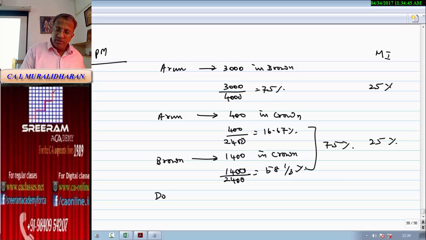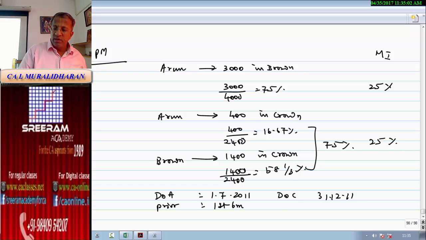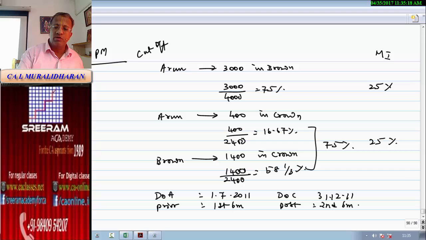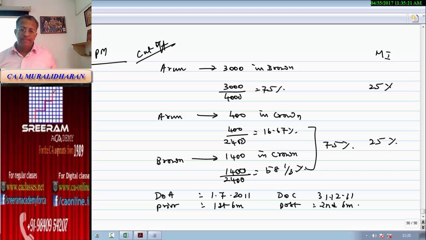Date of acquisition in both the cases being 1/7/2011, date of consolidation being 31st of December 11, prior to acquisition first 6 months period, and post acquisition second 6 months period. Okay. Then this is what we normally note down under the head called cutoff. Shall I proceed to next one?